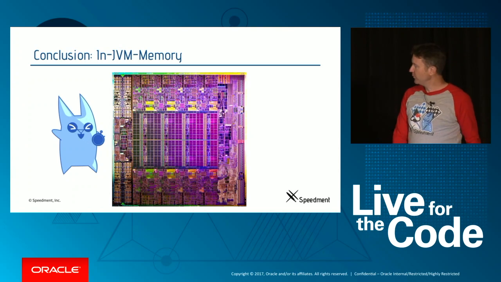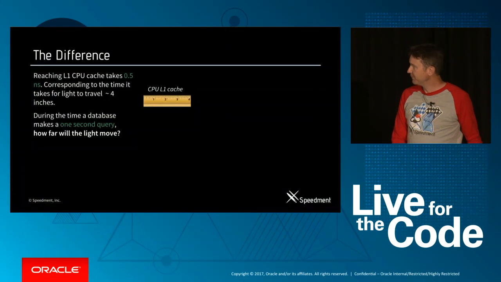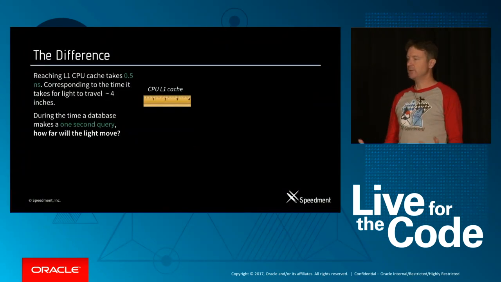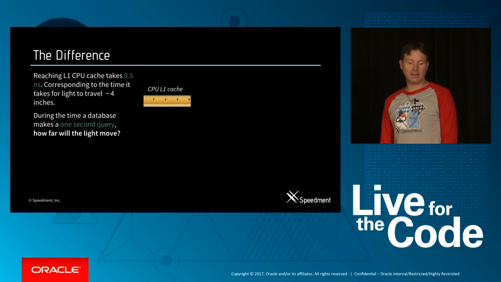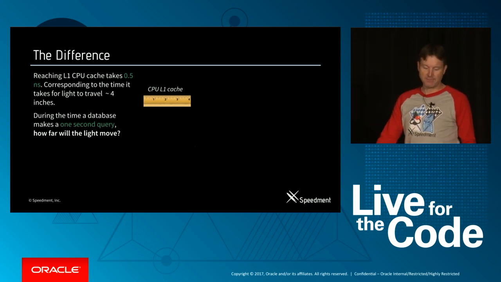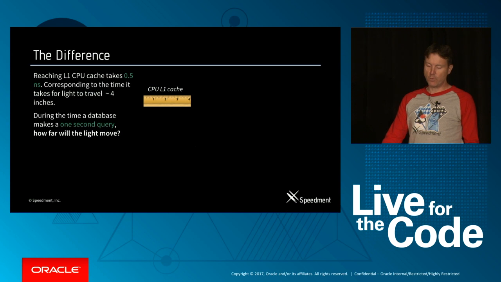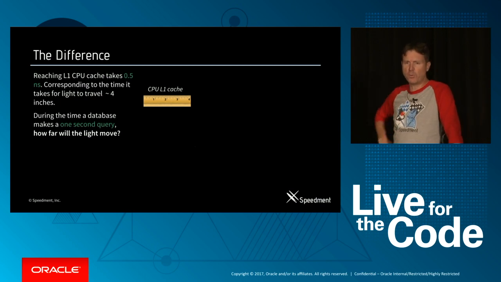Okay, so the conclusion is we have to invite this guy here onto the silicon to really gain this kind of speed. So just to illustrate this, let's talk about the L1 CPU cache. It takes half a nanosecond, and that corresponds to 4 inches for the speed of light. And if you compare that to a database query that takes 1 second, now arguably it can take much less than 1 second, but it can also take a lot more time than 1 second. So how far would the light move in 1 second, anyone? If you're thinking about astronomy, for example, how far is 1 light second?